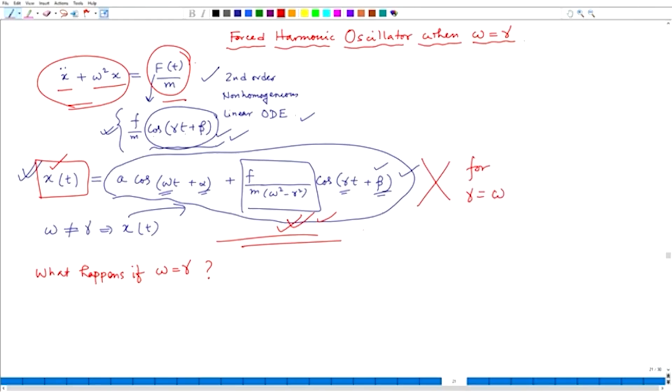This case, gamma equal to omega, is actually known as the case of resonance. So, okay. In the framework of a forced harmonic oscillator, resonance means that the frequency of the periodic force acting on the system is exactly equal to the natural frequency of the system. Okay. But how to solve this situation? Can we have a better solution, and can we in fact try to understand why this problem comes?